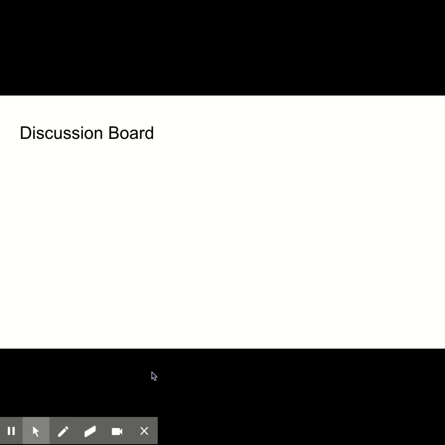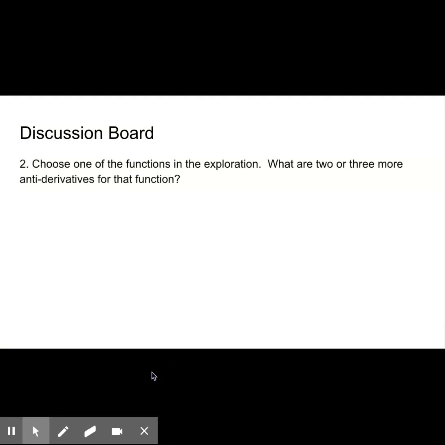Could a function have more than one antiderivative? The second discussion board explored that question. You are asked to choose one of the functions from the exploration and try to find additional antiderivatives. What are 2 or 3 more antiderivatives? I chose f of x equals x squared. If f of x equals x squared, then capital F of x equals 1/3 x cubed.